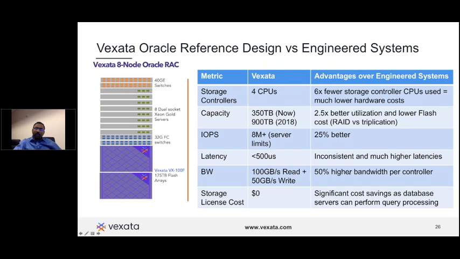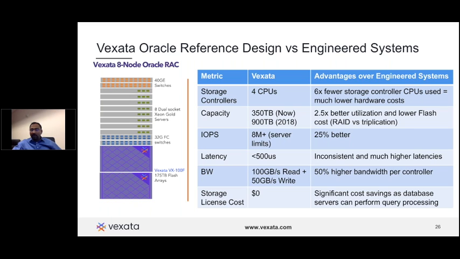Right here, what I show is an 8-node Oracle rack with 8 dual-socket Xeons and then 2 Vexata arrays. Each of our arrays has 2 I/O controllers, each with a single CPU in them. So essentially, we have 4 CPUs in our storage controllers for this particular configuration, while the engineered systems, the highest-end ones, have 28 CPUs built in. So that's 24 fewer CPUs in our case, which means much lower hardware costs. So 24 fewer CPUs, and you get better results? Yeah, we get better results.